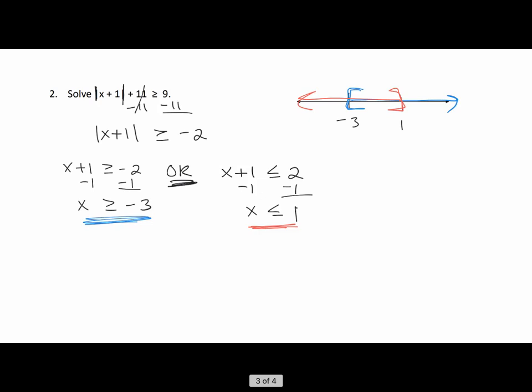Well, if you already knew the answer to this based on the fact that this is greater than a negative number, you would see that I want all of the red and I want all of the blue, even the overlap, but don't repeat it. So that's the entire real number line from -infinity to +infinity. This statement is always true, and we can see that from solving those.